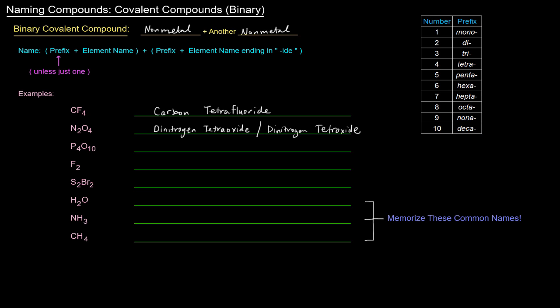Okay. Next up, we got P4O10. So I'm going to need a prefix for the first element. There's 4. The prefix for 4 is tetra. P is phosphorus. So tetraphosphorus. And we've got oxygen. There's 10 of them. The prefix for 10 is deca. So we'll have tetraphosphorus, deca, and then O is oxygen, oxide.